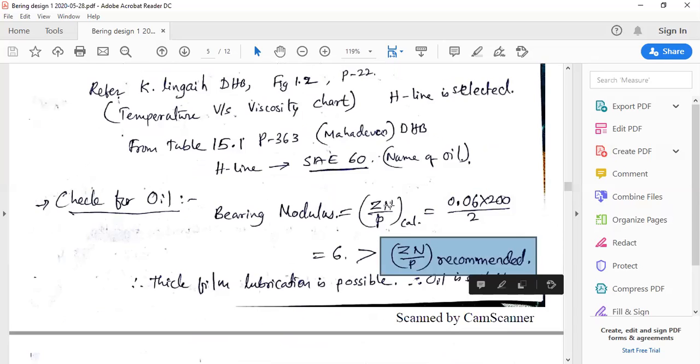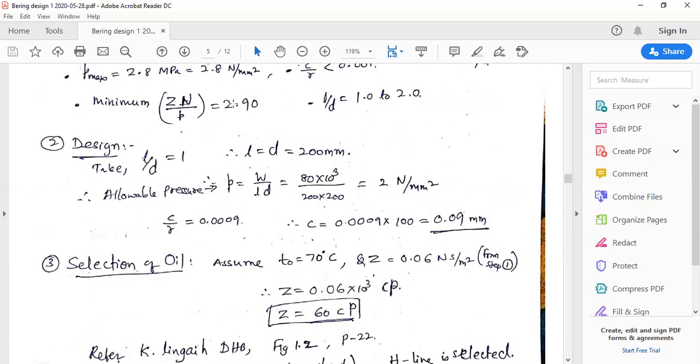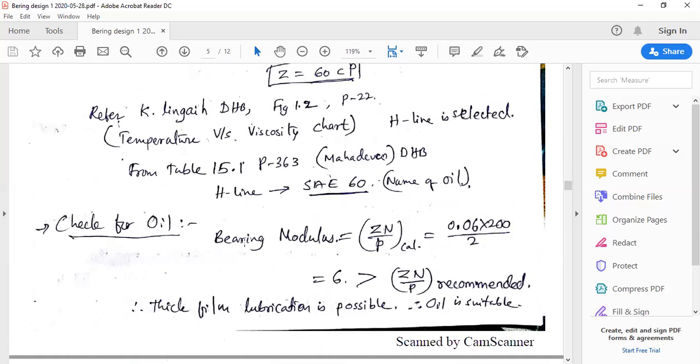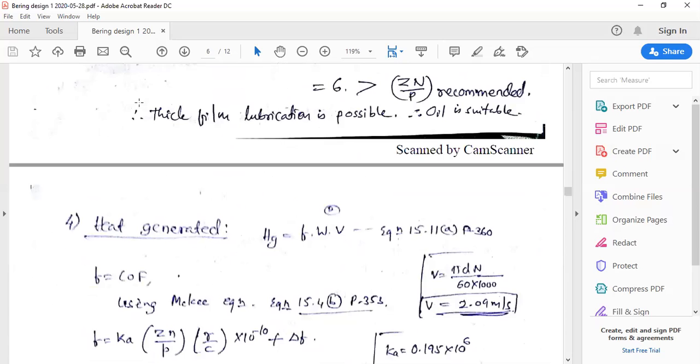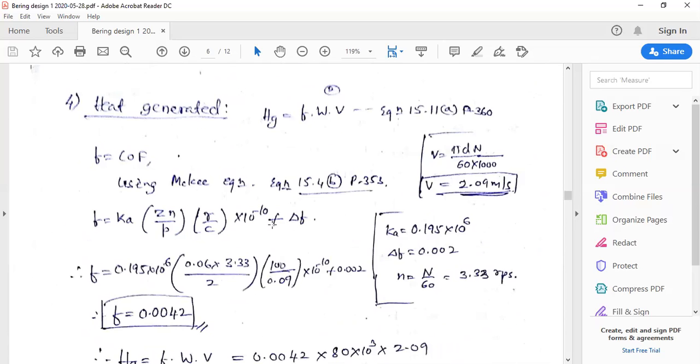So 6 is greater than the recommended Zn by P. What is the recommended value? That is 2.9, which was noted in the first step. So 6 is greater than 2.9. Hence, thick film lubrication is possible, and hence the oil selected is suitable.